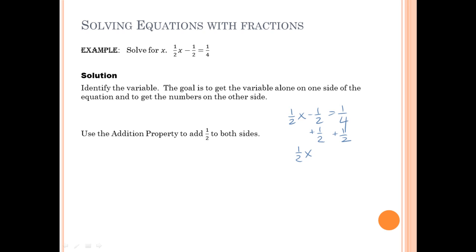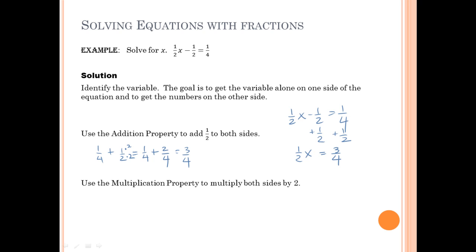Now we need to rewrite each fraction so it has 4 as the denominator. 1/4 already has 4 as the denominator, so it stays the same. To rewrite 1/2, we multiply the numerator and the denominator by 2 to get 2/4. So now to add 2/4 and 1/4, we add the numerators and keep the denominator. In the numerator, 2 plus 1 is 3, so we have 3/4.